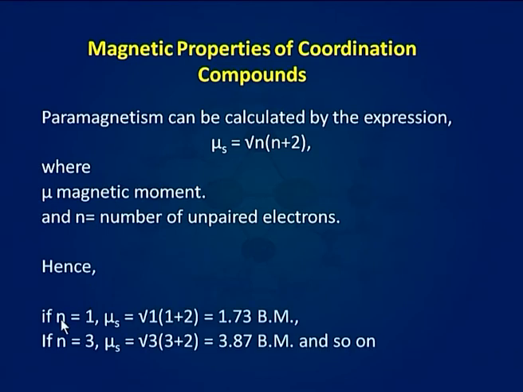Therefore, if n is equal to 1, magnetic moment will be equal to under root 3, which is equal to 1.73 Bohr's magneton. If the number of unpaired electrons is equal to 3, magnetic moment will be equal to under root 3 into 3 plus 2, which is equal to under root 15, equal to 3.87 Bohr's magneton, and so on.